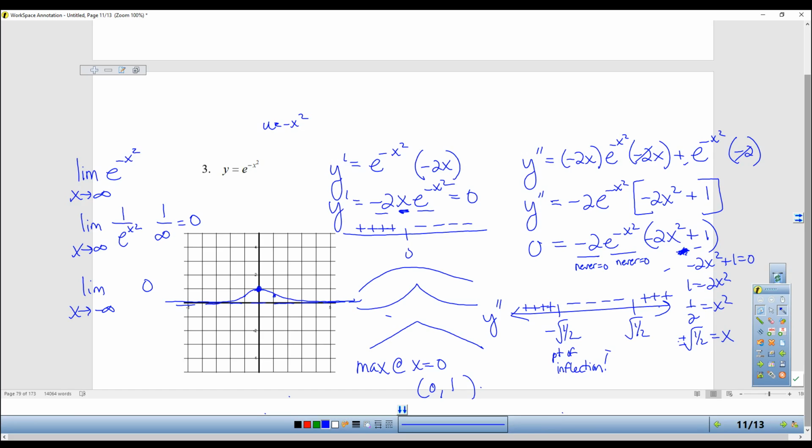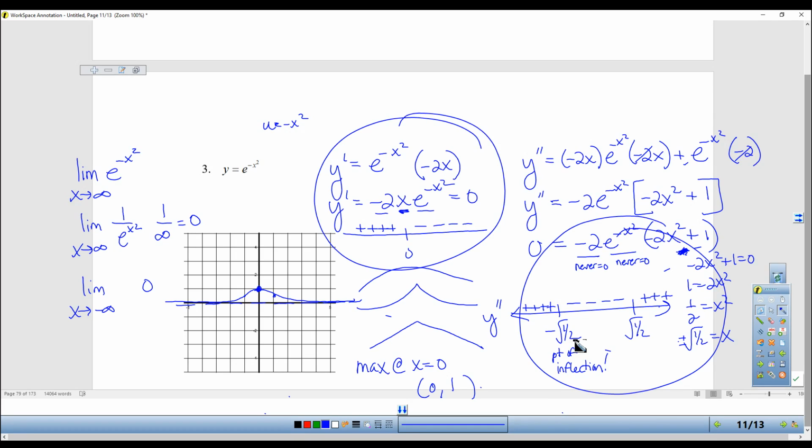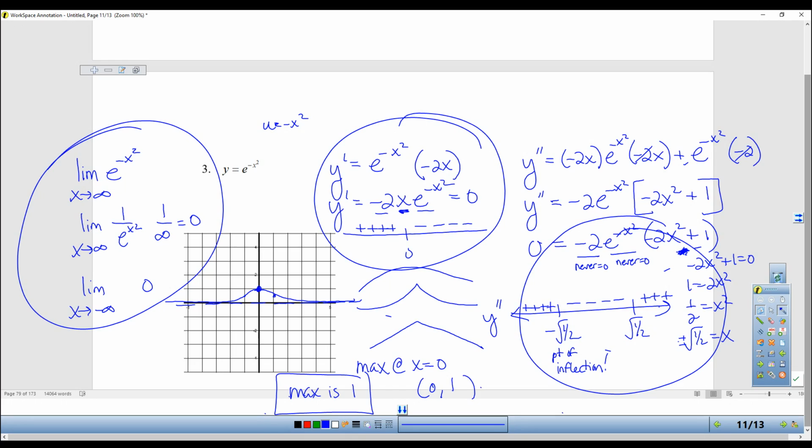That's how you put all these things together. Limits, first derivative, finding first derivative found max and min. Second derivative found concavity and points of inflection. Limits helped you get asymptotes. And all together, they allowed you to make a graph that otherwise you probably wouldn't have been able to graph. So the maximum is 1 for this graph. That's the only local extrema.